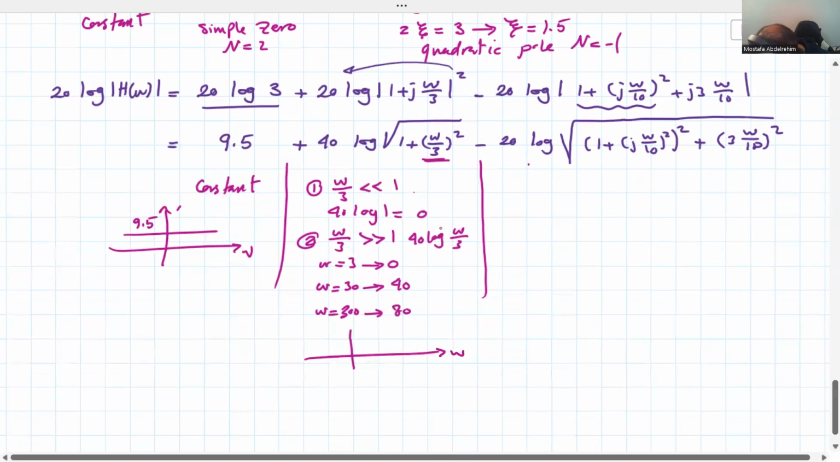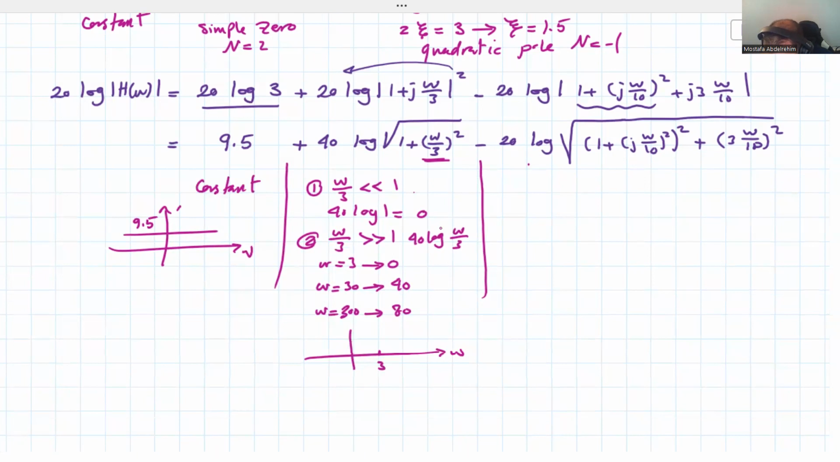Magnitude versus omega at omega c, which is 3. Before omega c, we have 0. And after omega c, we're going to have something like that with 40 decibels per decade. That's not the final drawing. I'm just showing you what it will be. We're going to draw in detail after like 2 minutes or something.